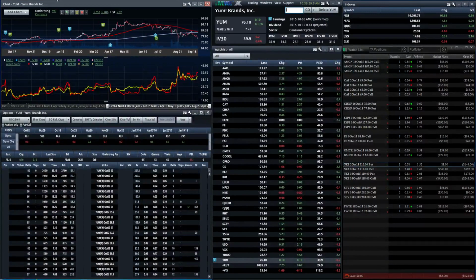Typically, and we'll pull up any chart that we can here, and let's really stay with YUM. The shape and movement of option volatility, and just think about this in its easiest sense, is going to follow the same pattern, typically, of the stock volatility.